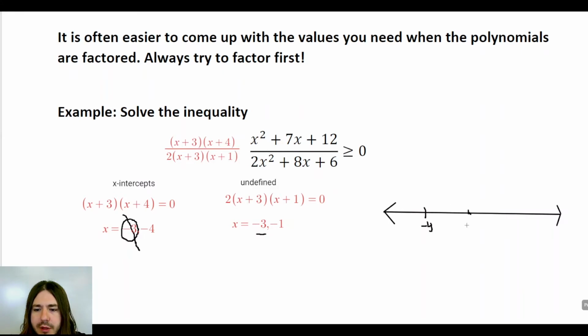-3, and -1. Ugh, the 4 looks like it had a rough time. Okay, so there we go. Negative 3, and then we got our negative 1.